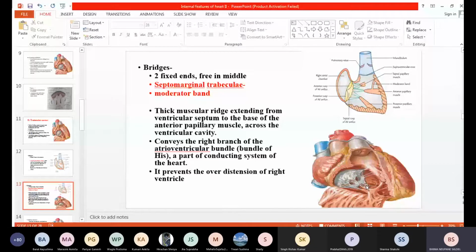There are three types again. So what is the most important function? This is a very commonly asked question for the exams. The function of the moderator band or the septomarginal trabeculae: you can mention either name. Its function is that it carries the right branch of the atrioventricular bundle. The right branch of the AV bundle passes via this moderator band, which is part of the conducting system of the heart. Along with that, it also prevents overdistension of the right ventricle. That is about the moderator band.